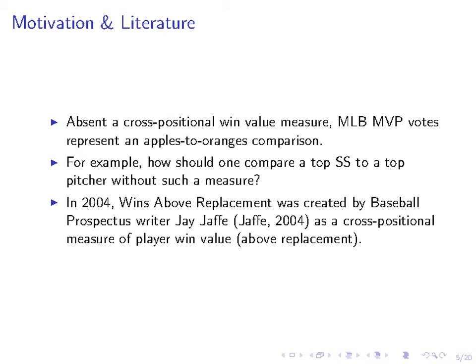Without the benefit of a cross-positional win value measure, MLB MVP voting represents an apples to oranges comparison. For example, how should one compare a top shortstop to a top pitcher without such a measure? The top pitcher plays with a very different frequency and adds value per outing in a very different way than a top shortstop does. In 2004, wins above replacement was created by Baseball Prospectus writer Jay Jaffe as a cross-positional measure of player win value above the replacement player at position.